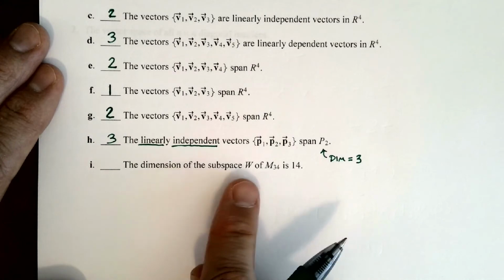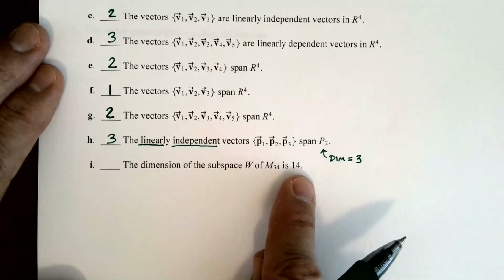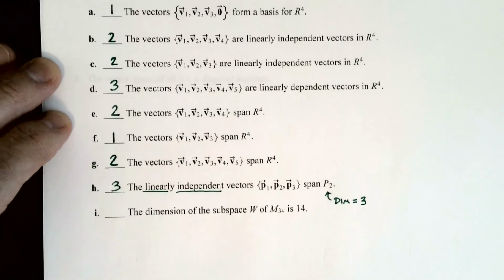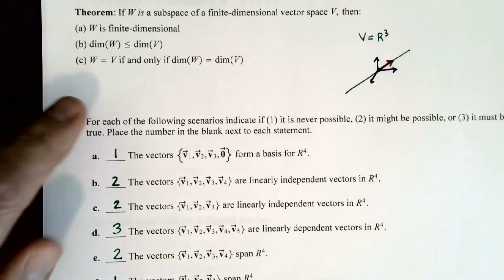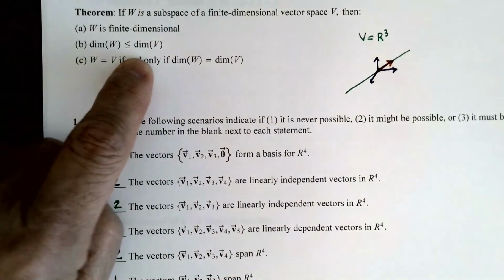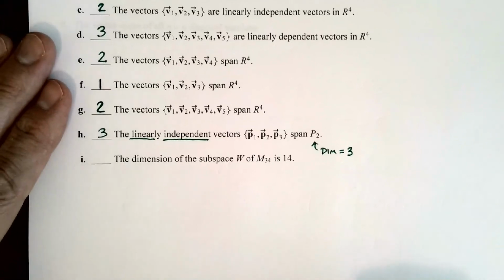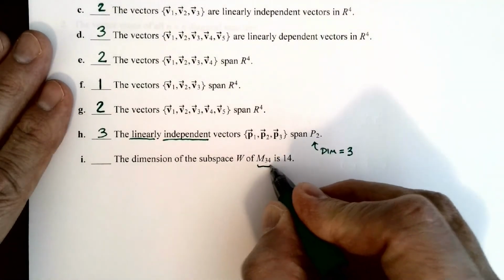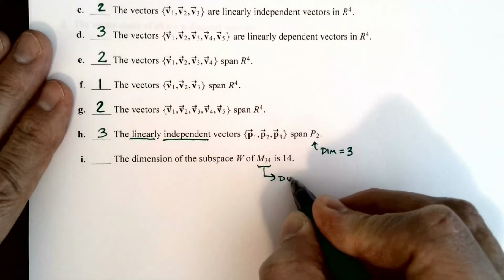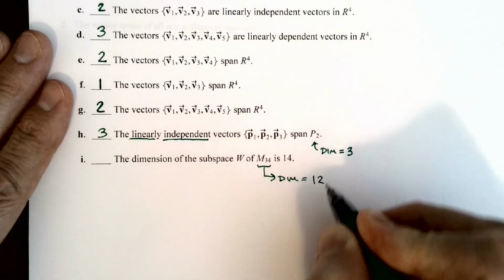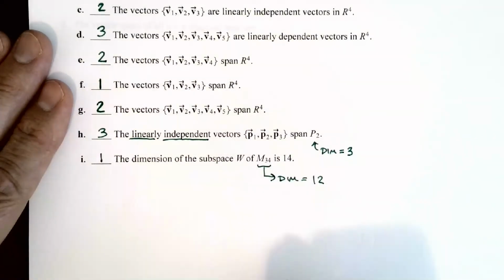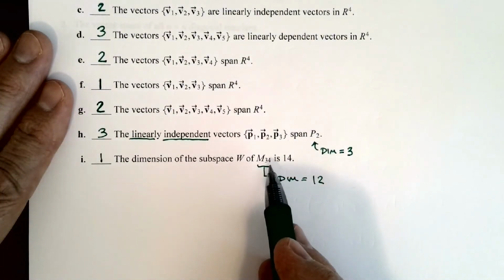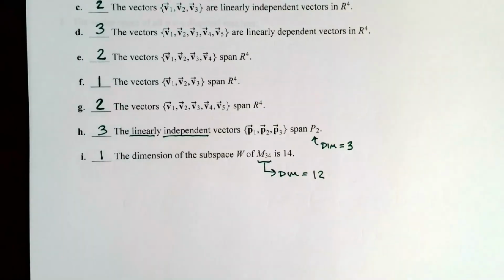The dimension of the subspace W of M34 is 14. That has to do with the little theorem we were looking at up here just a minute ago. Remember, the dimension of any subspace must be less than or equal to the dimension of the vector space that it's a subset of. What's the dimension of M34? You remember that? 3 times 4, 12. 14 is greater than 12. This is never possible. Any subspace of M34 must have dimension 12 or less.